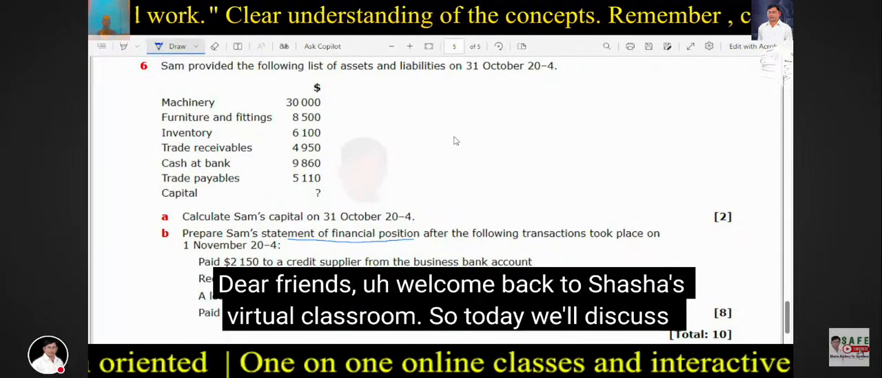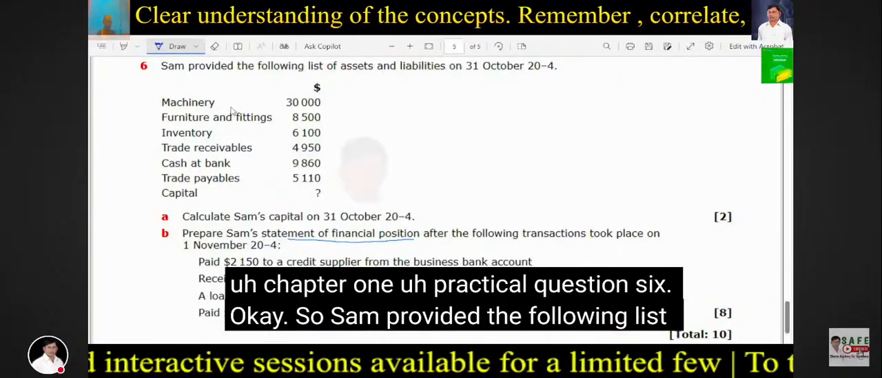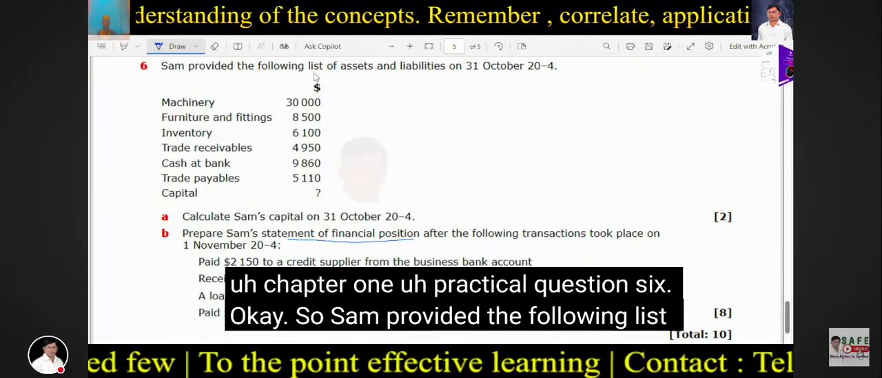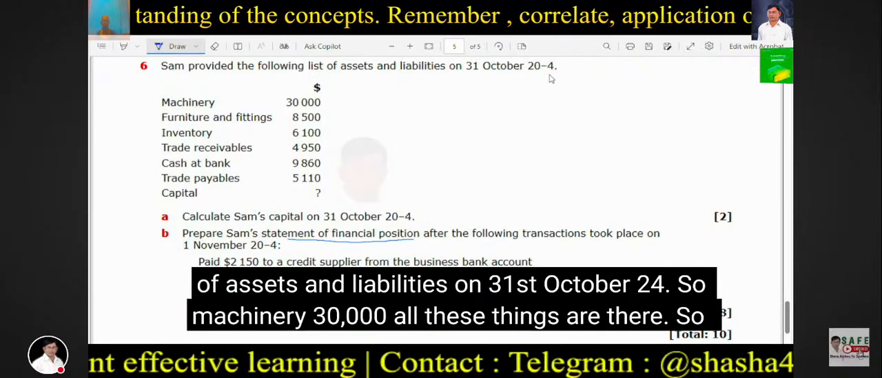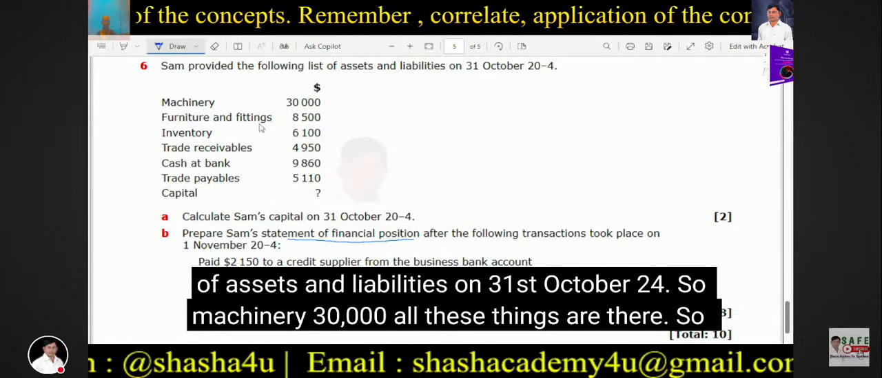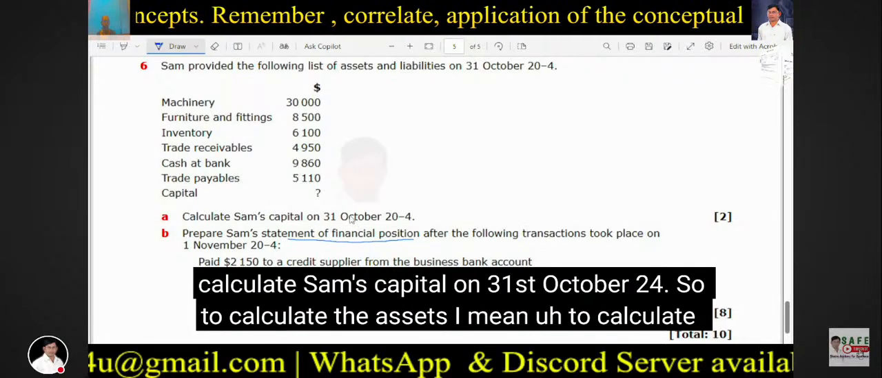So today we'll discuss chapter 1, practical question 6. Sam provided the following list of assets and liabilities on 31st October 24. Machinery 30,000, and so on. Calculate Sam's capital on 31st October 24.